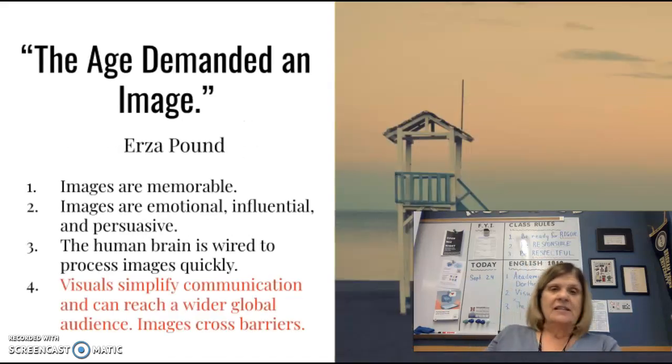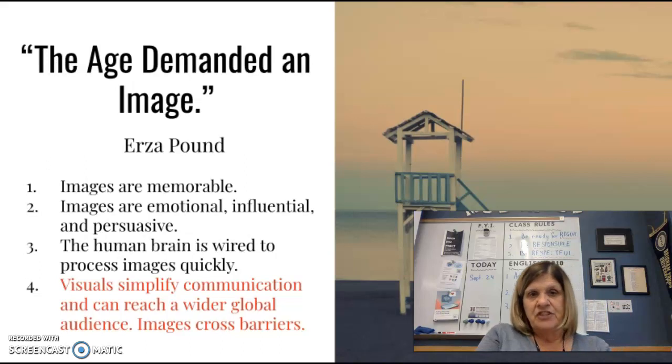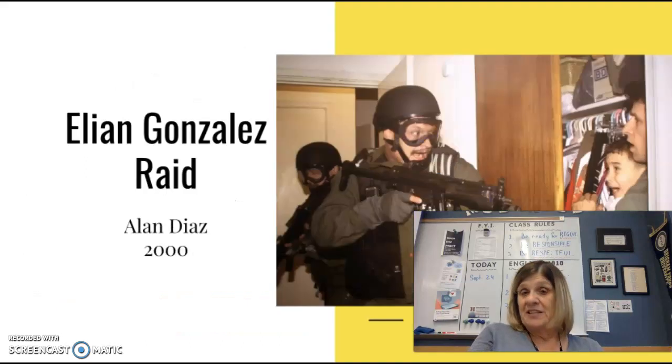The fourth reason we look at pictures, it says visual images communication can reach a wider audience. So we don't need to know foreign languages in order to understand images. So for example, this one, even if you don't know the story there, famous one, Elian Gonzalez story, little boy with his mom came from Cuba. She died on a little lifeboat. He and a few other people the Coast Guard rescued.